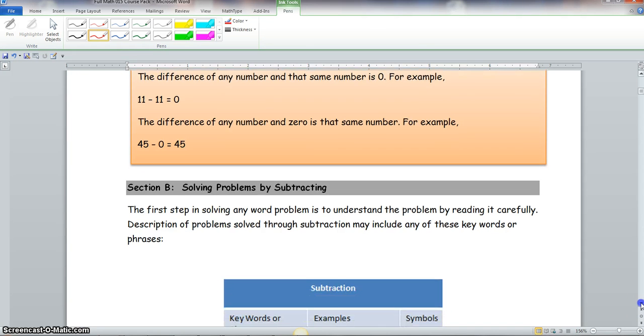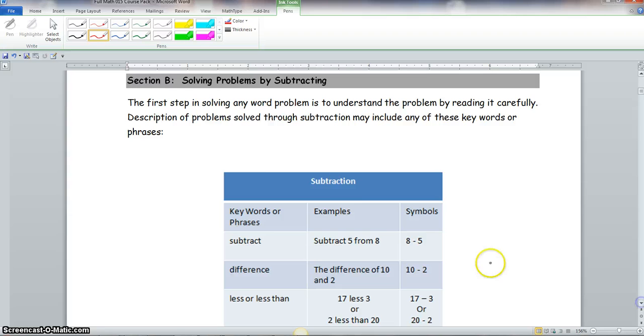So now we go to section B here. It says solving problems by subtraction. The first step in solving any word problem is to understand the problem by reading it carefully. Description of problems solved through subtraction may include any of these keywords or phrases. Now we look here at this chart.